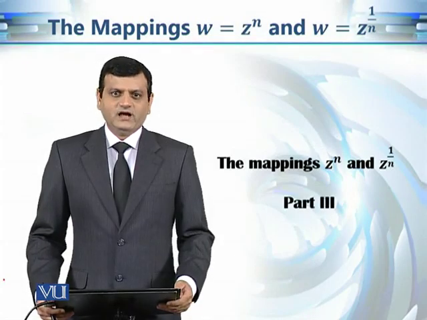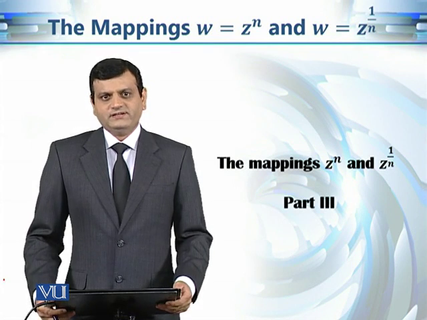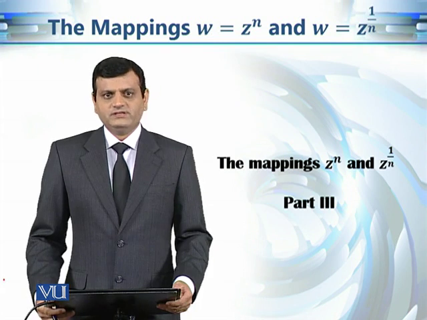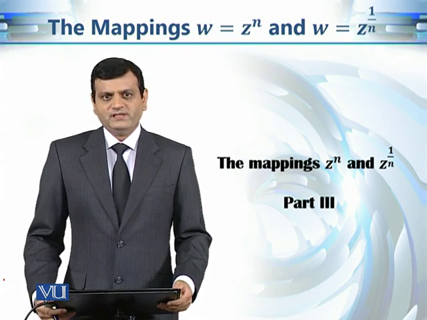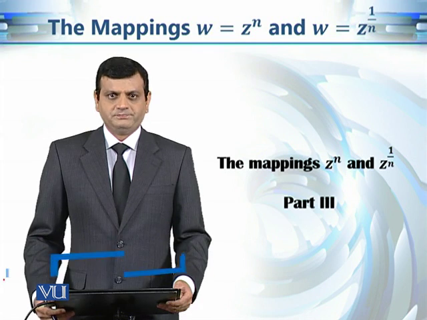This is the third and last part of our discussion on mappings which are of the form z raised to power n and z raised to power 1 over n. So far, we have discussed the square mapping z square and the square root mapping, which is z raised to power 1 by 2. And we also discussed their geometry.